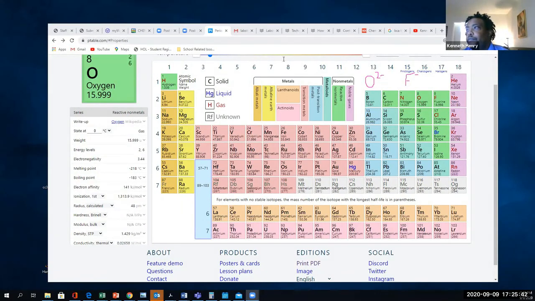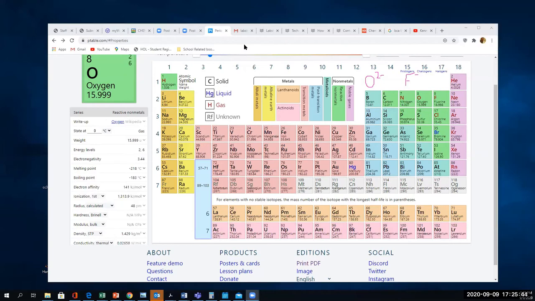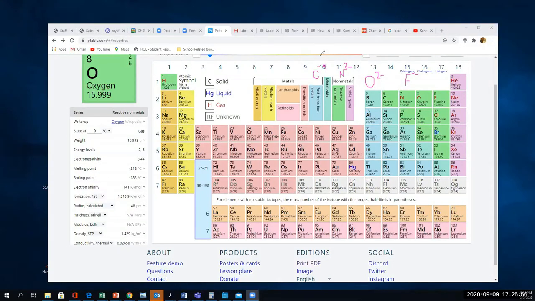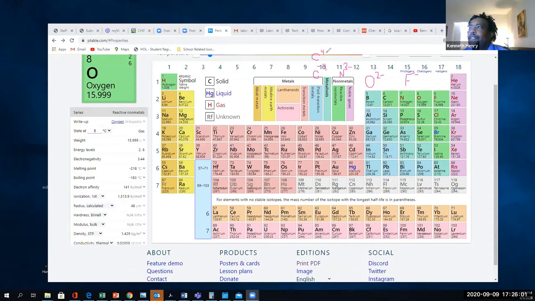Okay. Nitrogen? Negative three. That's right. And carbon? Negative four. So it could be a negative four, or it could be a positive four, depending on who he's playing with. So now you guys kind of see that?